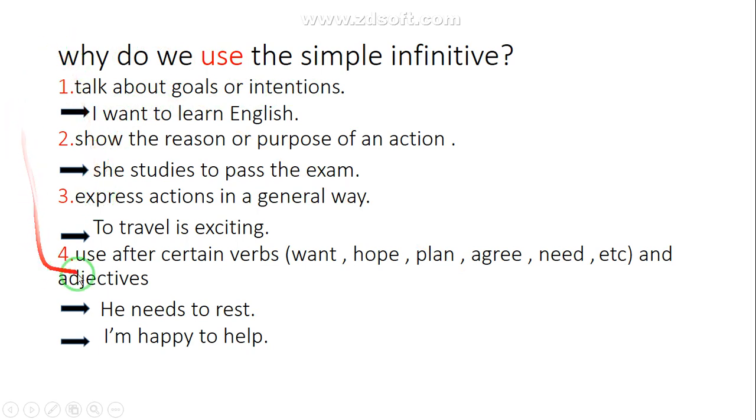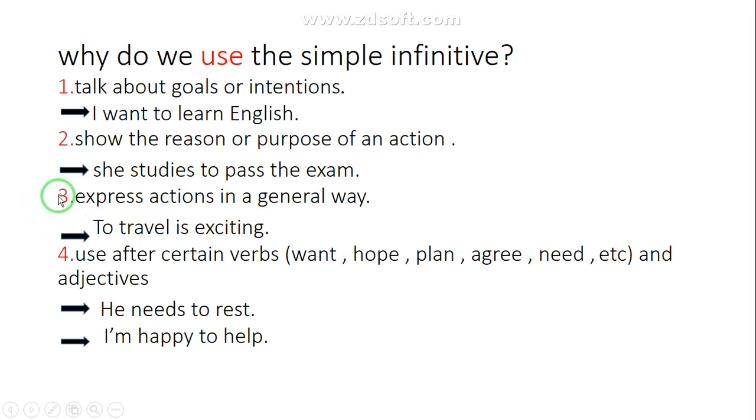There are four reasons that we use the simple infinitive in a sentence. Reason number one, talk about goals or intentions. I want to learn English. I want. What do you want? To learn English. Reason number two, show the reason or purpose of an action. She studies to pass the exam. Why does she study? To pass the exam.